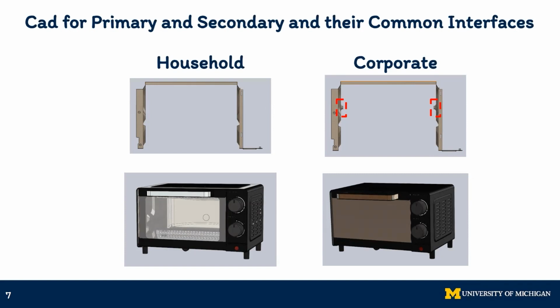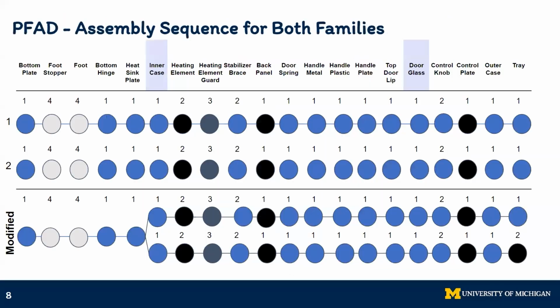On the left, we have the household use, which is just the standard use as it already was. And on the right, we have two adjustments for corporate use. We have two slots on each side that are added for another tray. And we've also changed the door material to be stainless steel instead of glass to create more efficient heating.